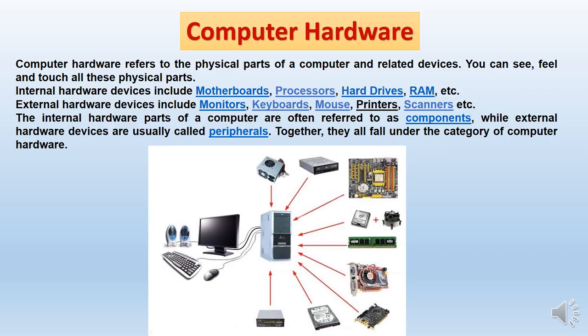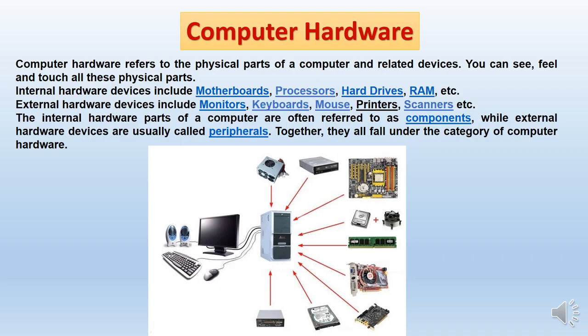All these things, and other than these there are many more things which we can see, touch and feel, are called computer hardware. Now internal hardware devices are motherboards, processors, hard drive, RAM, SMPS, that is the power supply, etc. All this comes under internal hardware devices. External hardware devices means the monitors, keyboard, mouse, printers, scanners.